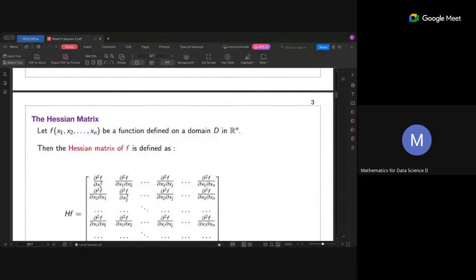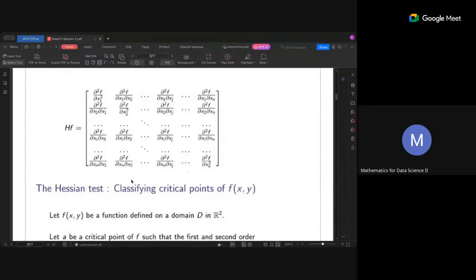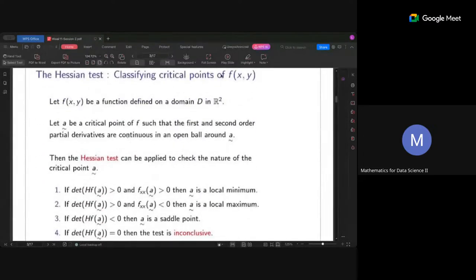We have seen how we do the second order derivative test in the case of one variable functions. So what do you do in the case of multivariable functions? That is where we introduce the Hessian matrix, right? The Hessian matrix is a matrix where you have all the partial derivatives written in this format. In the previous session, you might have first seen how to classify critical points for functions of two variables using this Hessian matrix. You consider a two variable function f on a domain D in R2. If A is a critical point of f such that the first and second order partial derivatives are continuous in an open ball around A, okay?